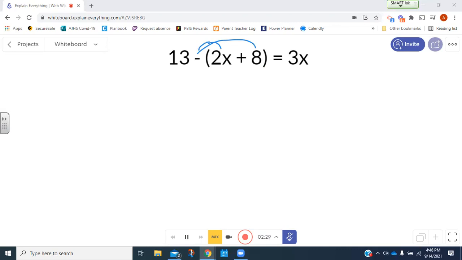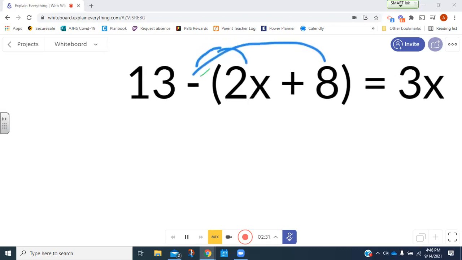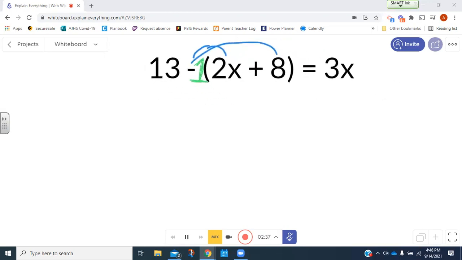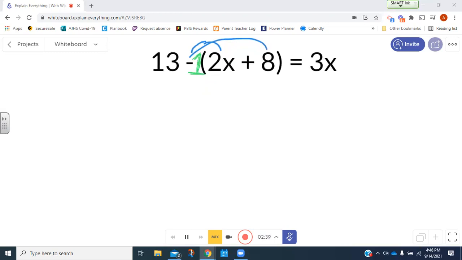So if it helps to write it like this, where there's a -1 right here. Remember, if you don't see a number in front of that, then we can assume that it's 1. So really, we're distributing -1 through to everything in the parentheses. So we're going to get 13, right? Still haven't done anything with that. -1 times 2x is -2x. -1 times +8 is now -8. And again, the right side of our equal sign, haven't done anything to yet, so that's going to stay the same.